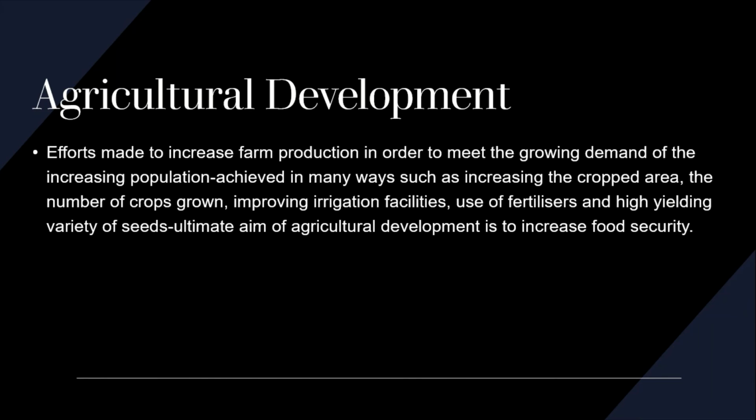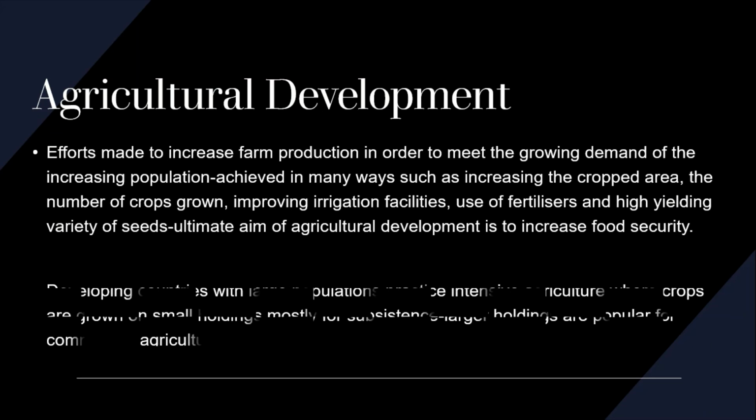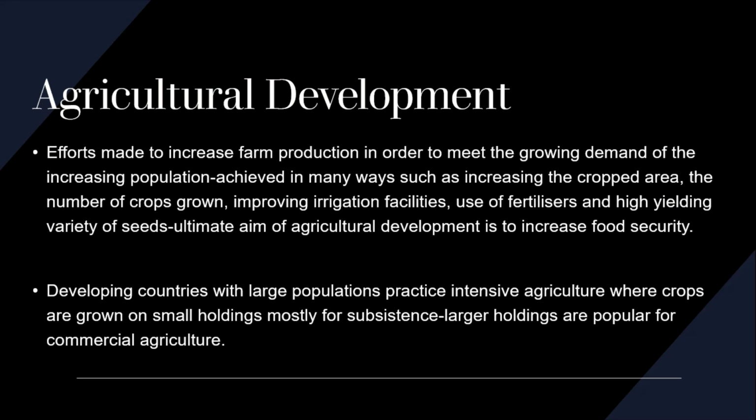Agricultural development: efforts are made to increase farm production in India to meet the growing demand of the increasing population. This is achieved in many ways such as increasing the cropped area, the number of crops grown, improving irrigation facilities, and use of fertilizers and high yielding variety of seeds. The ultimate aim of agricultural development is to increase food security.